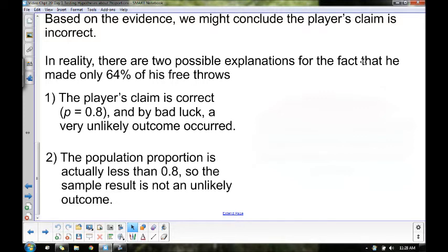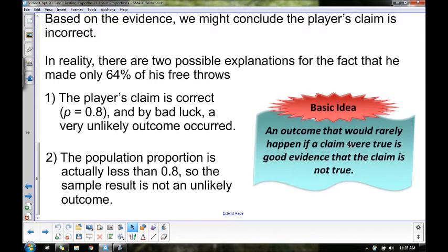Or the population proportion is actually less than 80%. His free throw rating is really not the 80% that he claims, which is why the sample result is not unlikely. So what we have to do is decide whether or not the outcome is likely to happen, if that claim is actually true, and whether the evidence that I have is strong enough to support that the claim is not true.